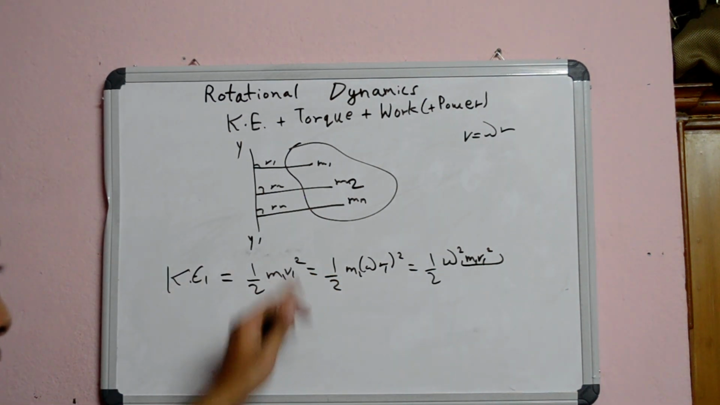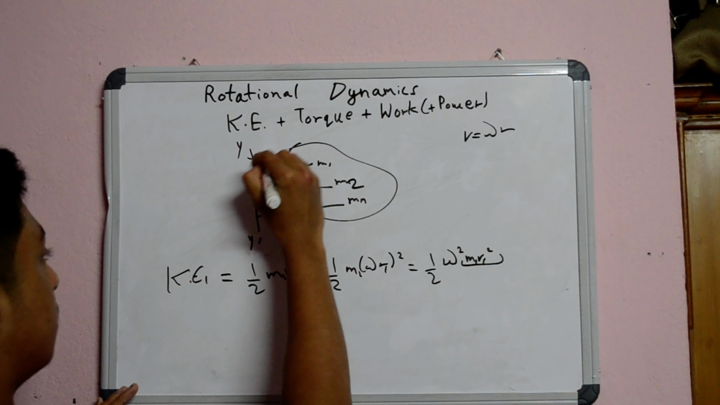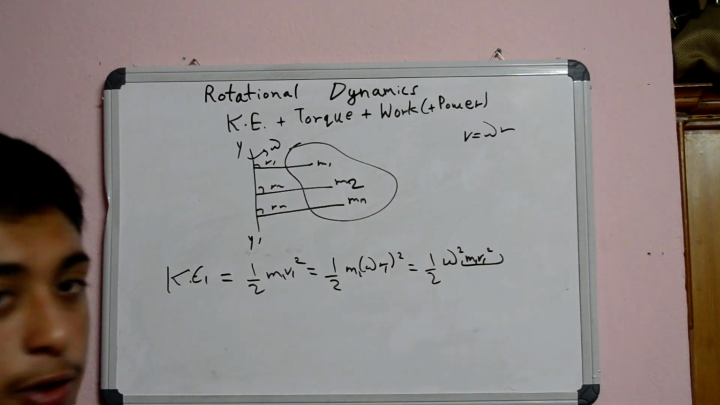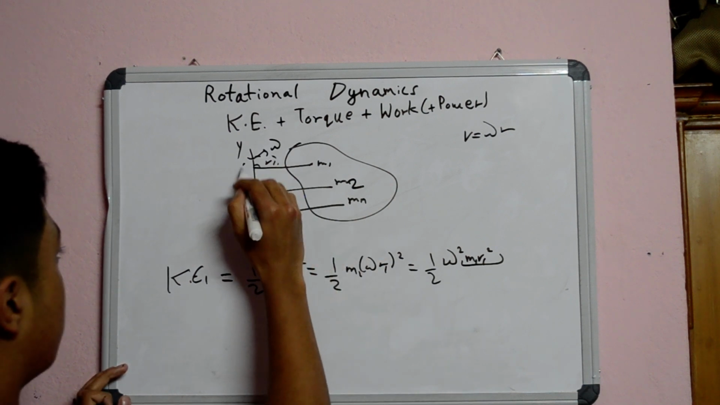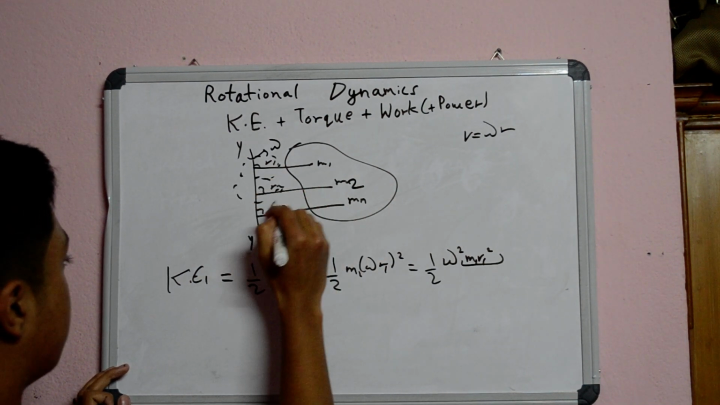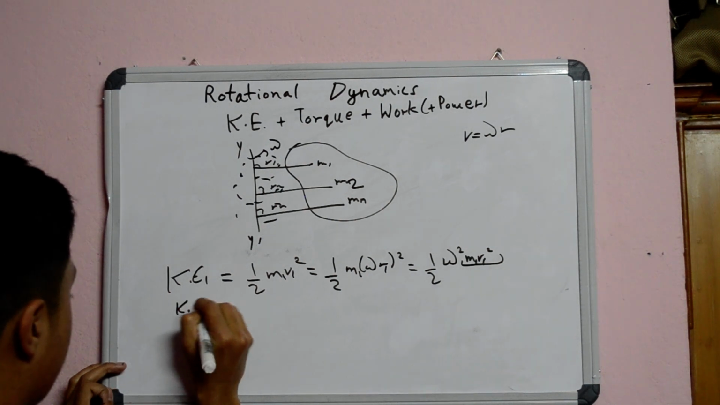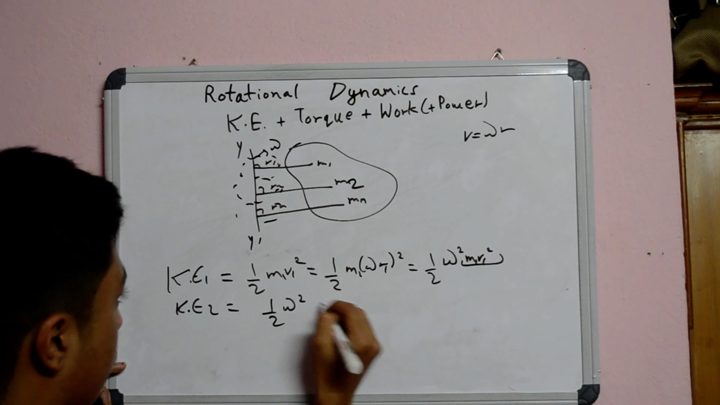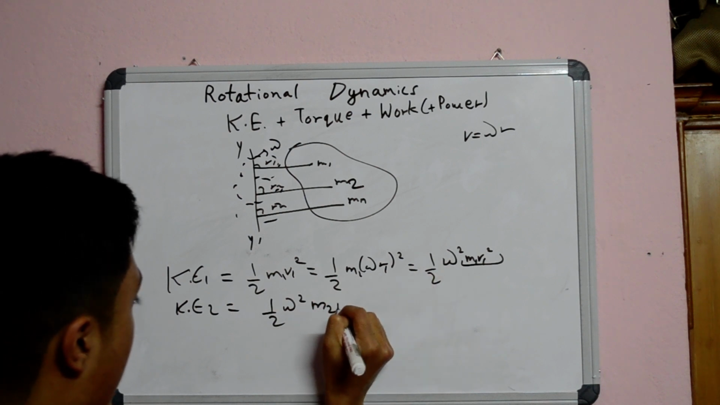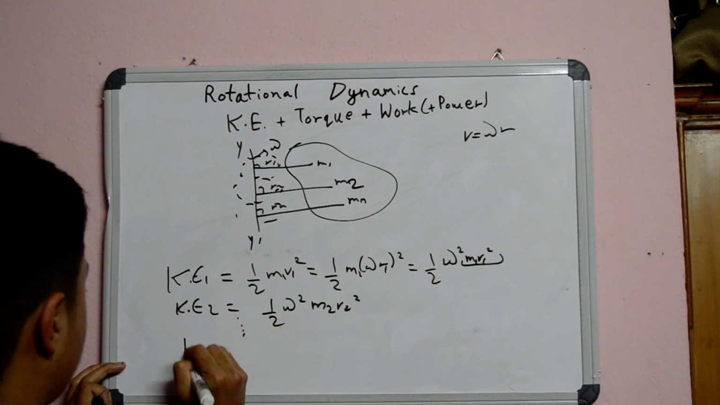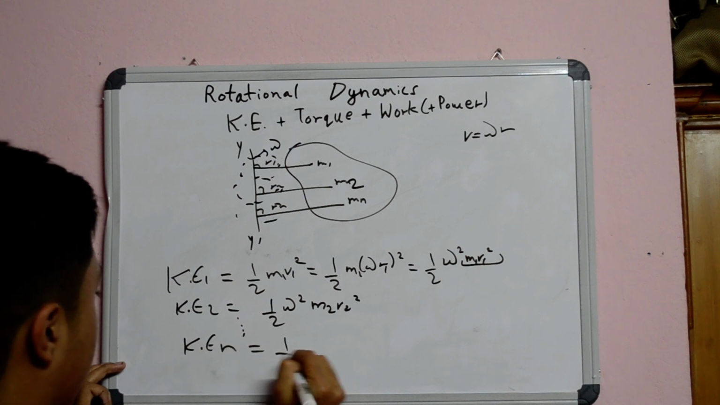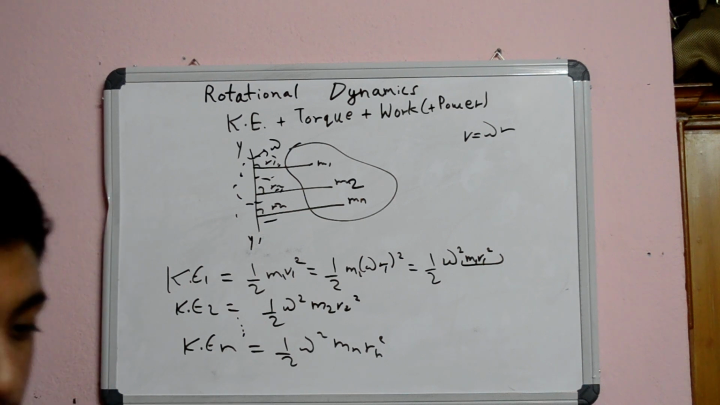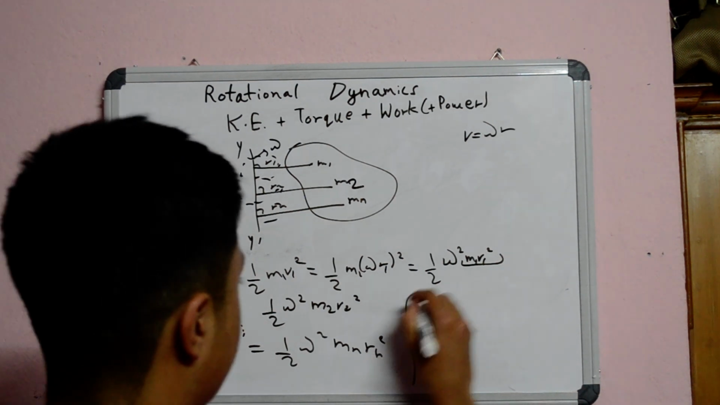With linear velocity v1. And in this case the angular velocity always remains constant for whichever particle it is, but the linear velocity is different for different particles. So the kinetic energy of the second particle is 1 by 2 omega square m2 r2 square, and so on for n number of particles, mn rn square.